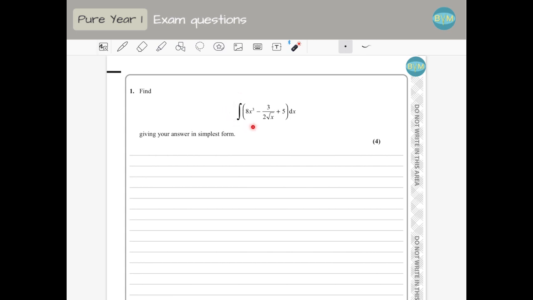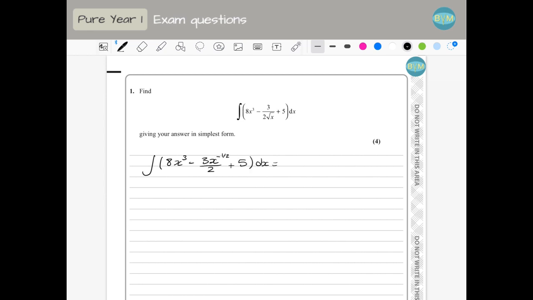So you have to integrate this function, and the first thing we are going to do is to write this as x to the power of something. Remember, it's what we know how to integrate, so it's the best thing to do. Square root of x is x to the power of a half. I have it in the denominator. If I want to bring it to the numerator, it's going to go negative. So this is 3x to the power of minus 1/2 divided by 2, and then plus 5 dx.